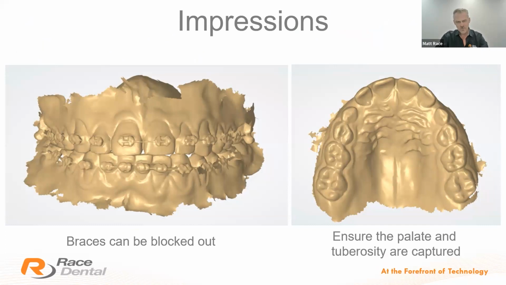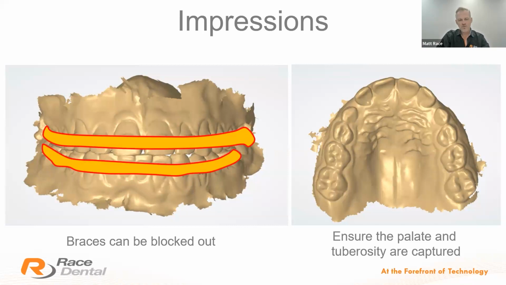So first, we're going to start off with the impressions. Obviously, we do accept both traditional impressions and digital impressions. We do prefer a digital impression, of course, but feel free, if you don't have a digital impression system, to take a standard impression. If the patient does have braces, they can be blocked out prior to a traditional impression being taken. But if you have a digital impression system and the patient is wearing braces, feel free just to take the scan. We will deal with that at this end.